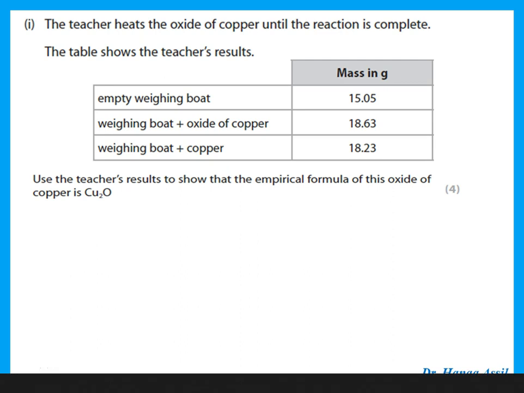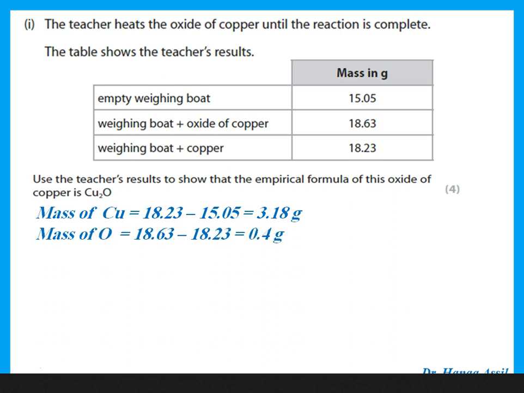So how do we do that? The first thing, we get mass of copper and mass of oxygen. So how do we get mass of copper? Mass of copper is the difference between the weighing boat plus copper and the weighing boat alone. What about mass of oxygen? Mass of oxygen is the weighing boat plus the oxide minus the weighing boat plus copper alone.